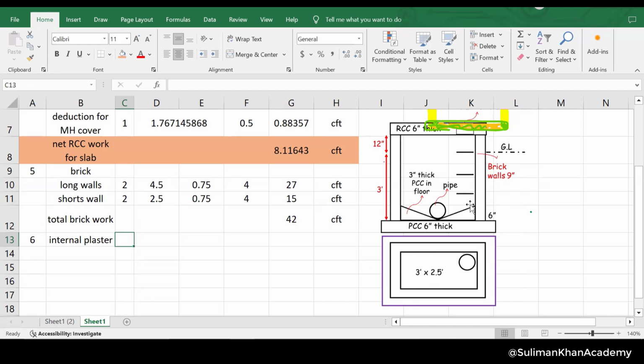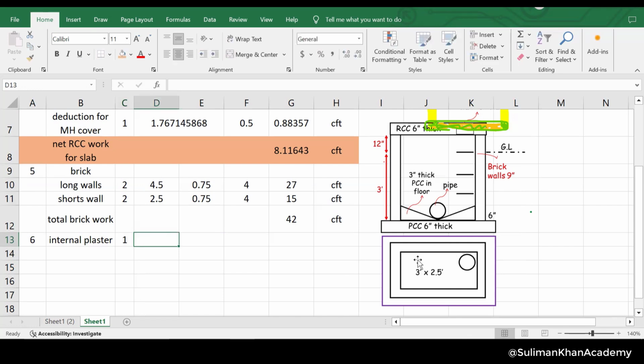And the height, of course, is just 4. We will take 4, okay? Just ignoring these 3 inches of height, okay? That is very small work, so we will ignore that, it does not matter. So in number, there should be only 1, because we have one manhole.